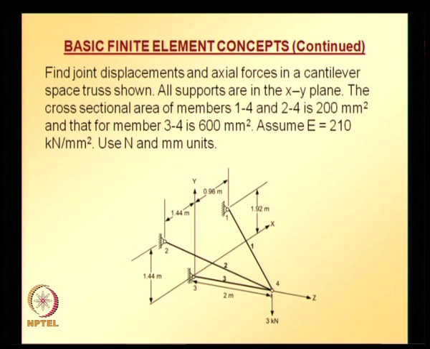Young's modulus is 210 GPa, or kilonewton per mm square, because Newton per mm square is MPa and kilonewton per mm square is GPa. All units are in SI units. So, looking at the various dimensions that are given here for this 3D space truss, we can easily identify the x, y, z coordinates for each of the nodes 1, 2, 3, 4.